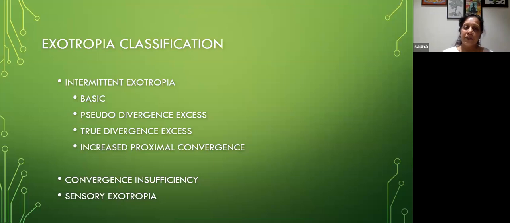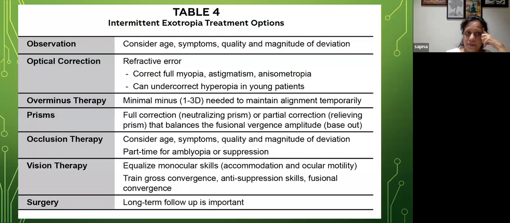Before patching, the divergence for the distance was more, but for the near, it was less. Then the true divergence excess is, even in spite of the patching, it remains different for distance and near. And the increased proximal convergence exotropia is mainly because of the convergence factors. Earlier it is a divergence factor and here it is a convergence factor. Then we have the convergence insufficiency and the sensory exotropia.